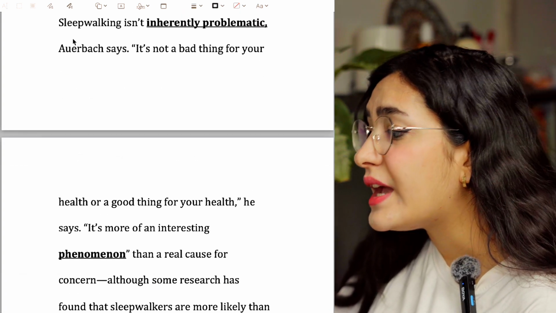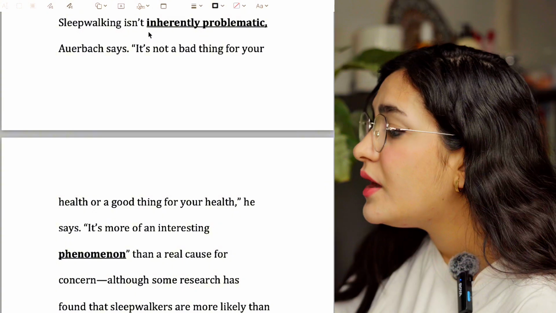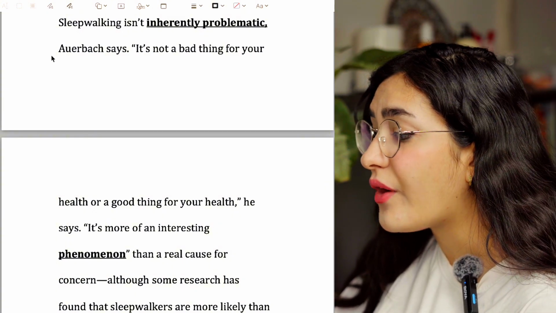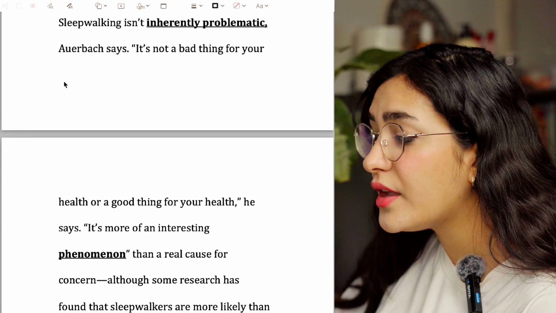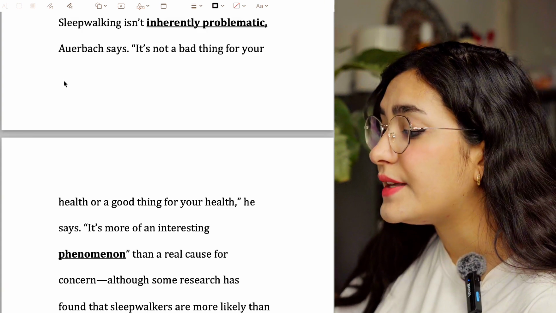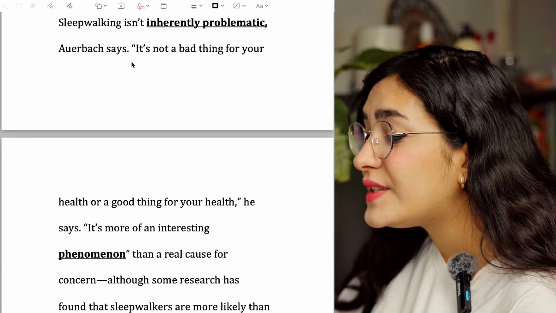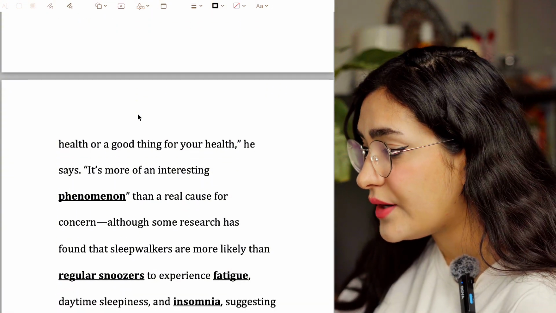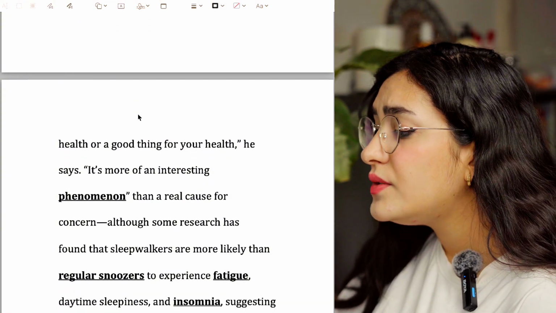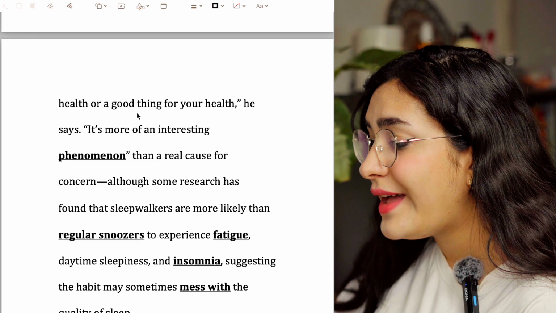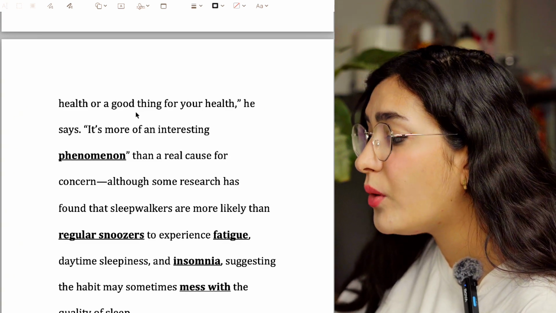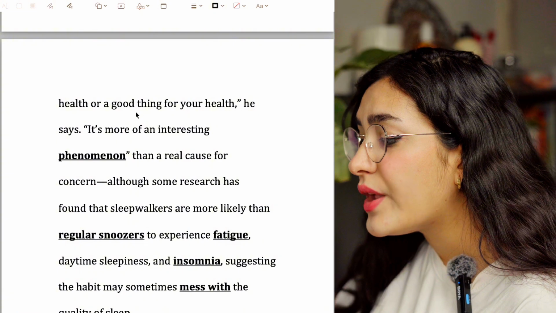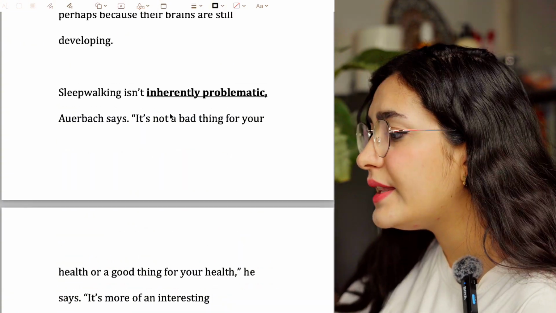Sleepwalking isn't inherently problematic. Arbesh says it's not a bad thing for your health or a good thing for your health. He says it's more of an interesting phenomenon than a real cause for concern. Although some research has found that sleepwalkers are more likely than regular snoozers to experience fatigue.